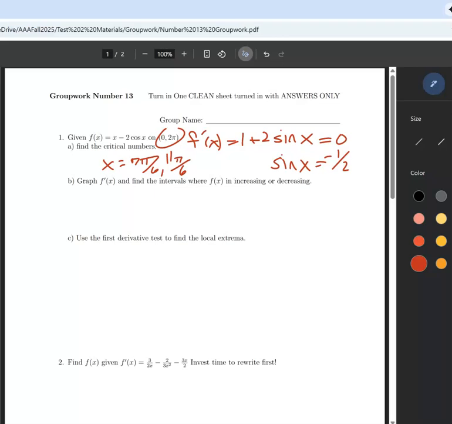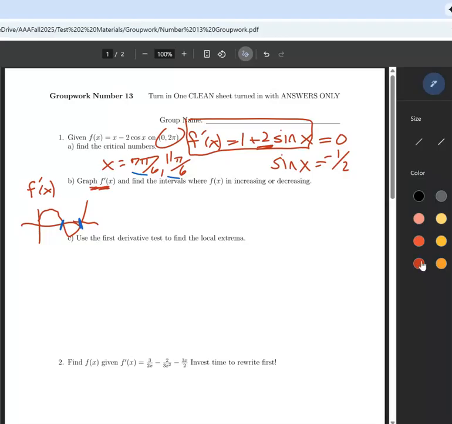Now, to find the intervals where the function is increasing and decreasing, I want to either graph the derivative, or I could do a sign chart. So I'm going to do both. If I graph f prime, and you get to choose, there's no one way, it's 2 sine and shift it up 1. Sine starts here, and so it would come up and then down like that. You know that the x-intercepts will be the 2 critical numbers.